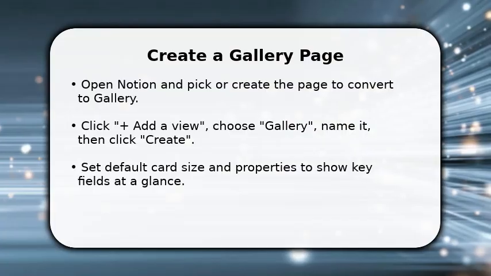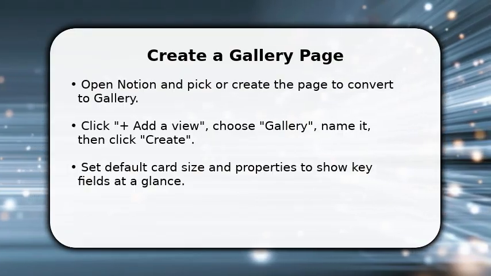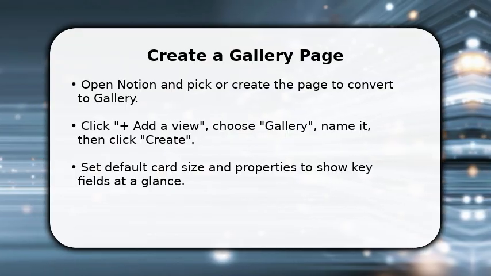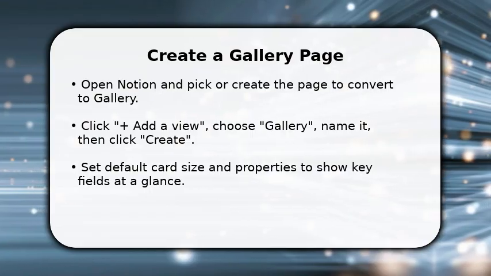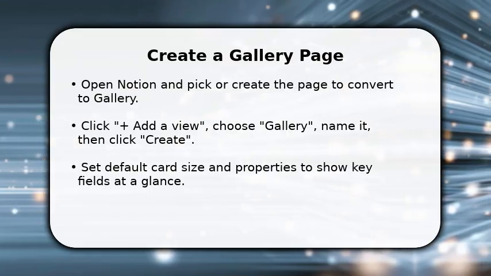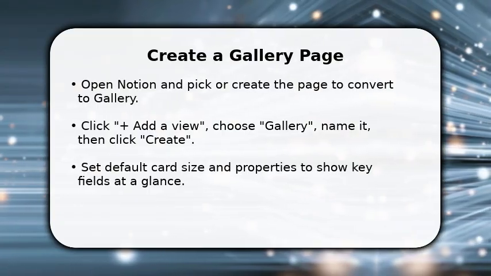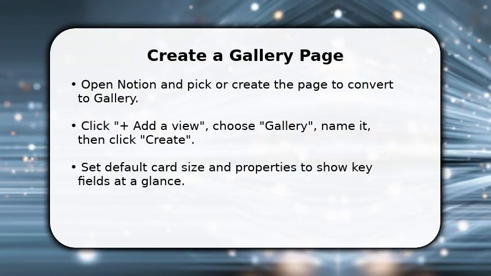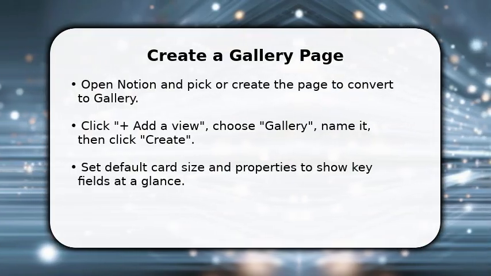Enjoy the video. You start by turning an existing database or page into a gallery so your content becomes visual. First, open the page and choose Add a View, select Gallery, name the view, and create it. Once done, set the card size and pick which properties display on the cover and preview. This makes browsing faster. Make sure to choose a sensible default filter or sort so your most important items surface immediately, and you'll have a usable visual layout right away.